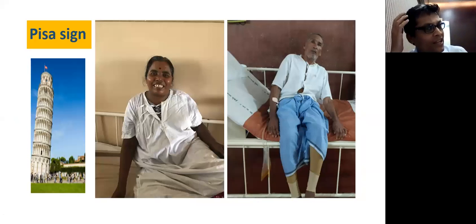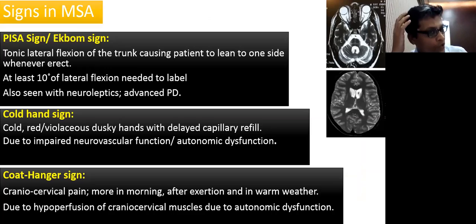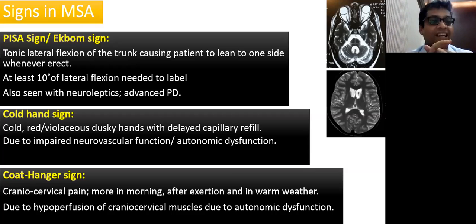The classical Pisa sign is seen in MSA patients. So what is the Pisa sign? It is also called Ebbing's sign or pleurothotonus. It is tonic lateral flexion of the trunk because of dystonia of the trunk muscles, where the patient leans on one side. At least 10 degrees of lateral flexion is needed to label it as a Pisa sign. It is seen in MSA patients, can be seen with neuroleptic-induced akinetic rigid syndrome, and can be seen in advanced PD. So it is not specific for MSA, though sensitive.